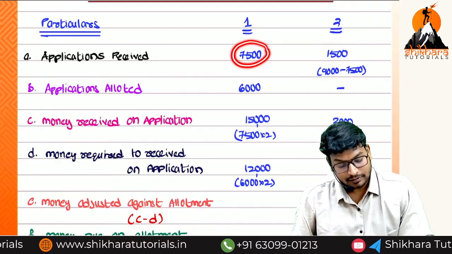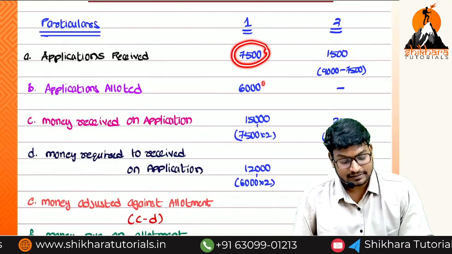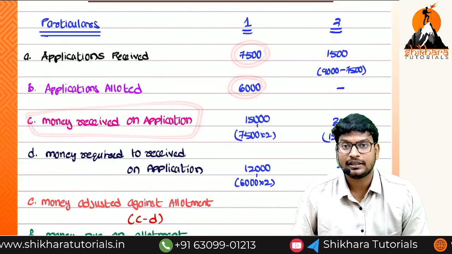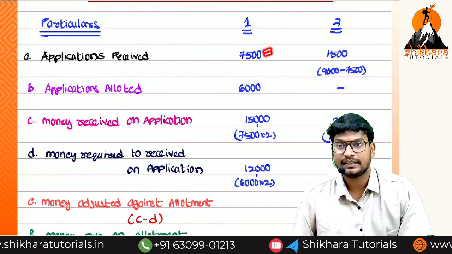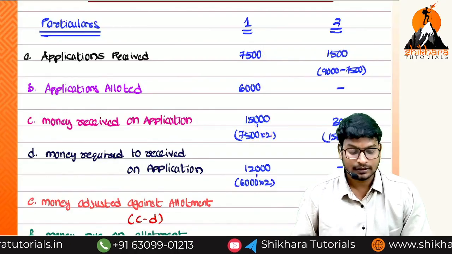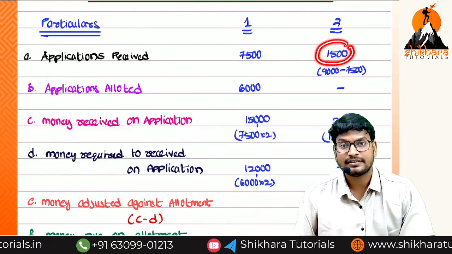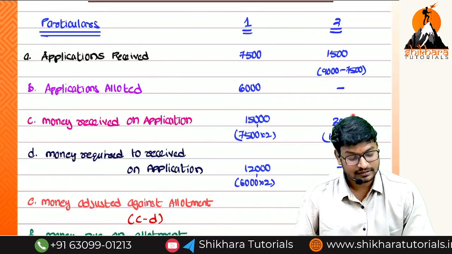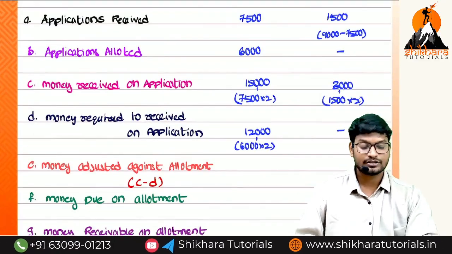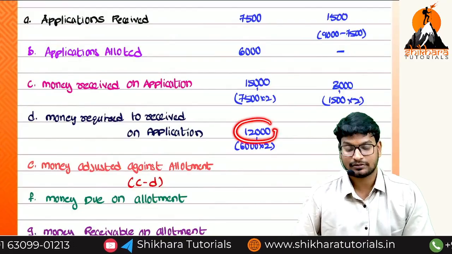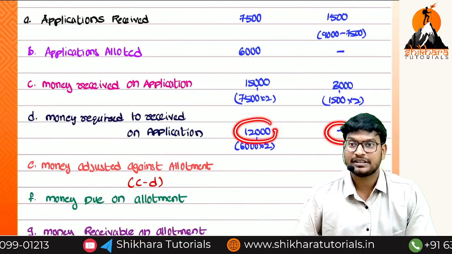Even though they have applied 7,500, how many shares we are giving? 6,000. When coming to the money received, actual amount only na? On how many shares we have received actually? 7,500. So 7,500 into 2, that is equal to how much ma? 15,000. So here also how many shares we have received? 1,500 na? So 1,500 into application money is how much? 2 rupees. That is equal to how much ma? 3,000. So required to be received means on how many shares? 6,000.